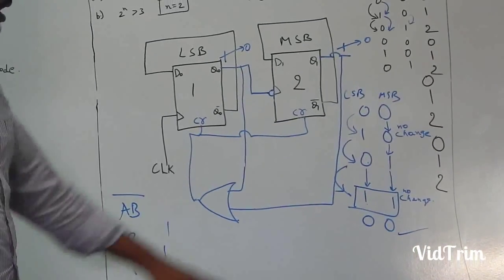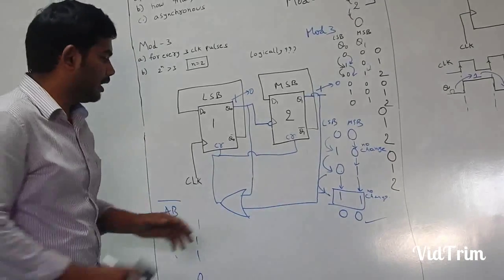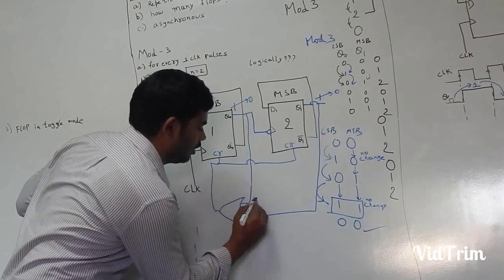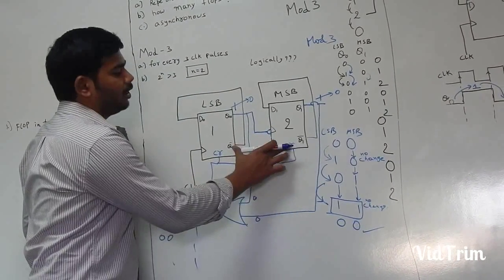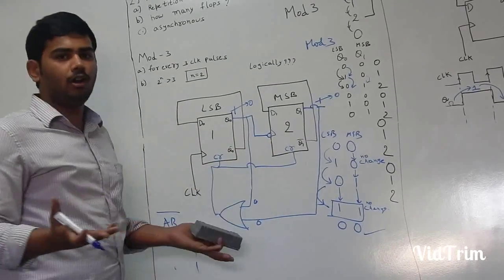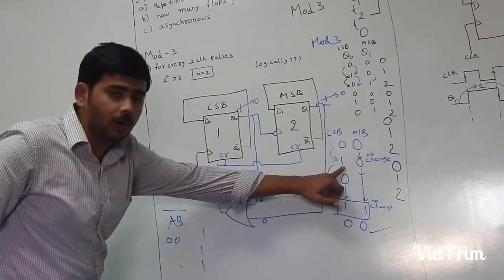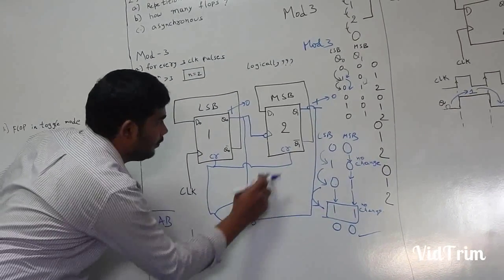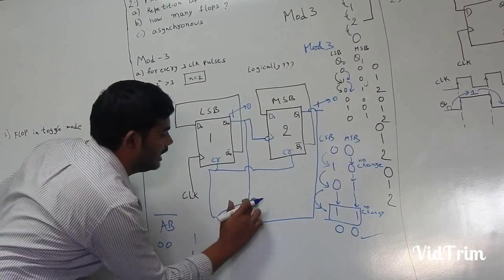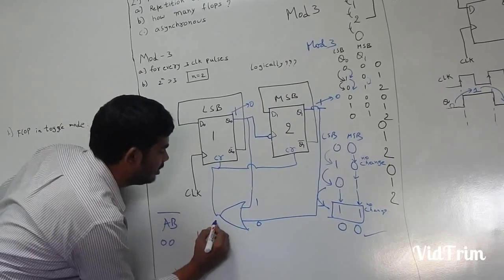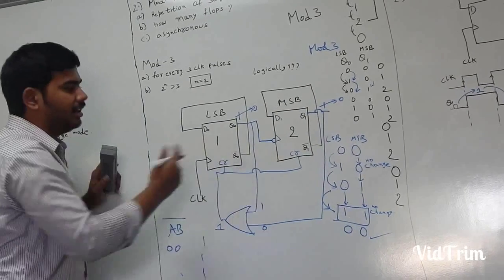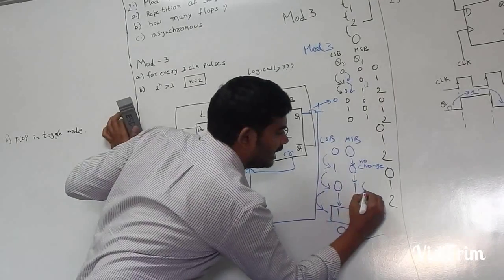Again see, 0 0, if I send it to the OR gate, the output is 0, because clear is active high, it will not work. Okay, satisfied. It will go to the next state, 0 1, when MSB is 0 and LSB is 1. Now what happens? It will become 1 and again be cleared. After this state, we will get again 0 0.